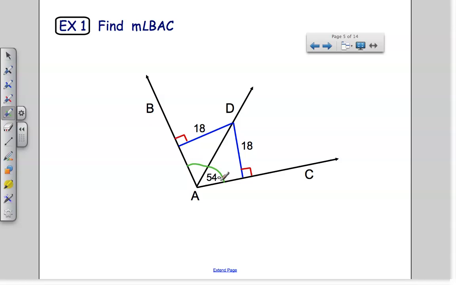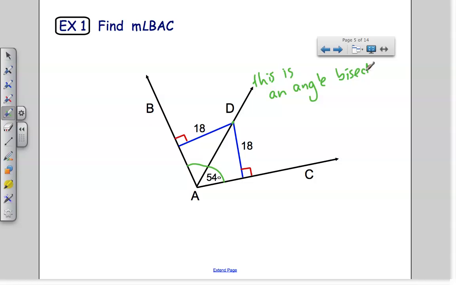Now nothing in here says it's an angle bisector, so I don't know that this is 54, or do I? Well, I have this point D marked out here, and I have 18 as the distance from D to both rays, both sides of the angle. It is measured at a right angle, both 18. Then this must be the angle bisector of this angle.